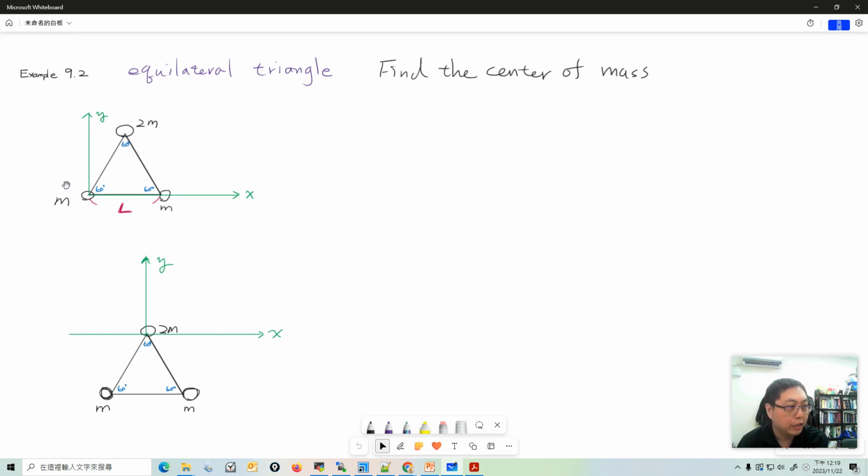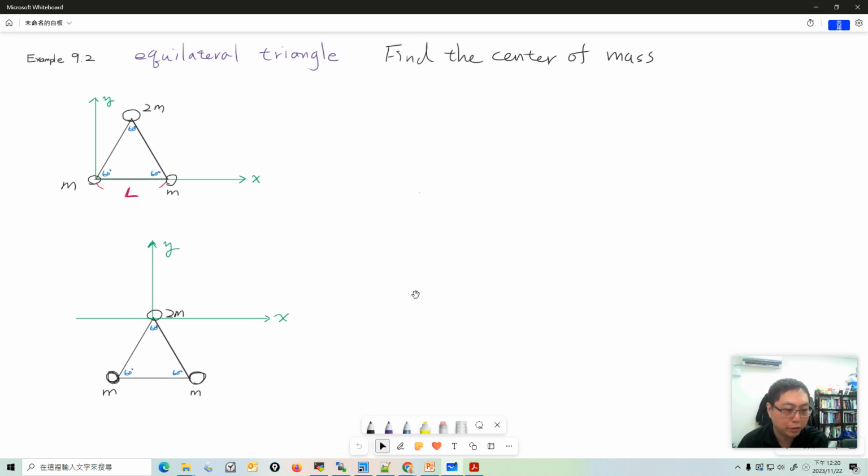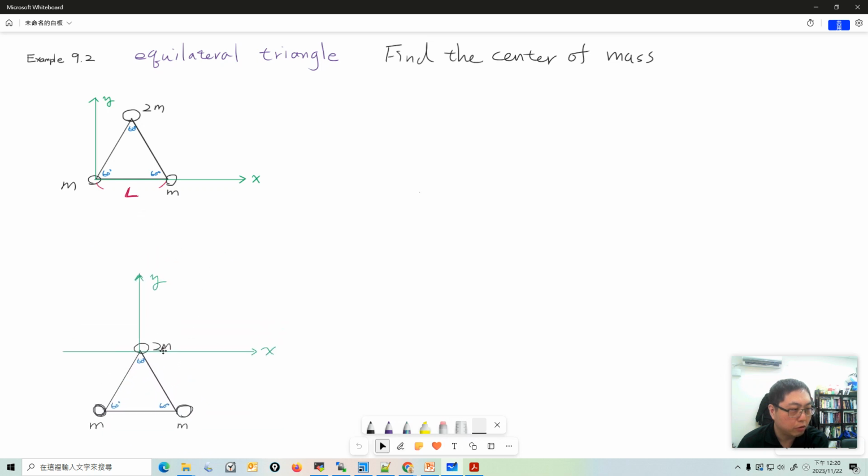In the first one we set the origin here. In the other, the example below, we set the coordinate origin here. I just want to show you, if I set up a different coordinate system, will the center of mass change? Intuitively it won't change, but let's try it. I think I should move this downward a little bit.